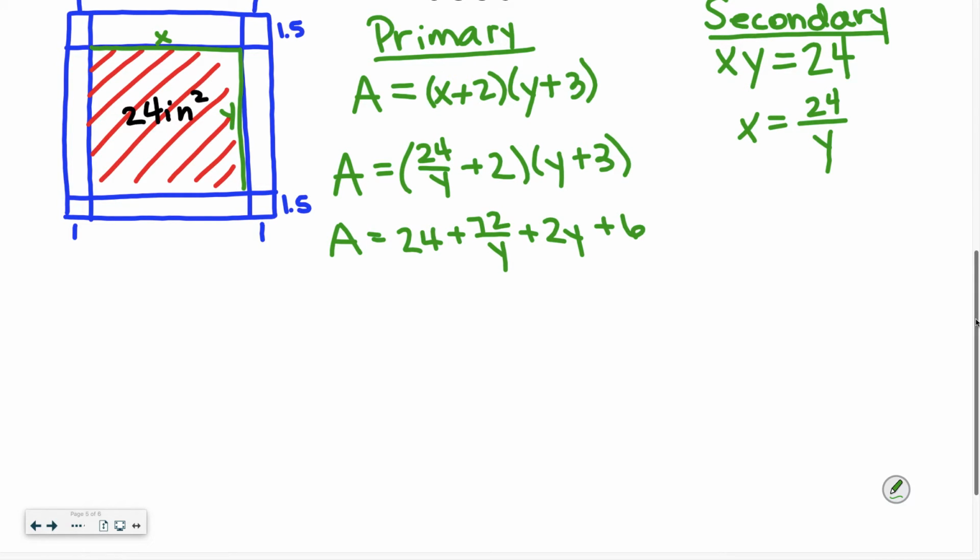Okay, so now we need our derivative, so we can use the first derivative test. Well, really, do we care about 24 and 6? No, their derivatives are 0, okay? How about 72 over y? Okay, so this is 72 y to the negative first, so our derivative is negative 1 times 72 y to the negative second, right?